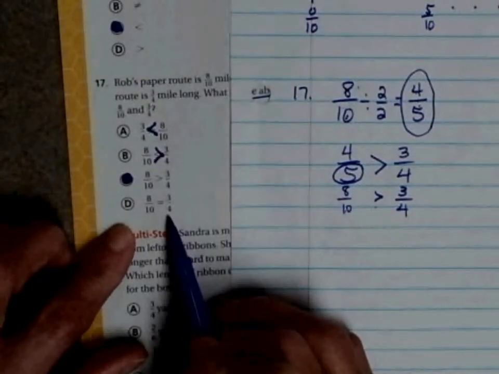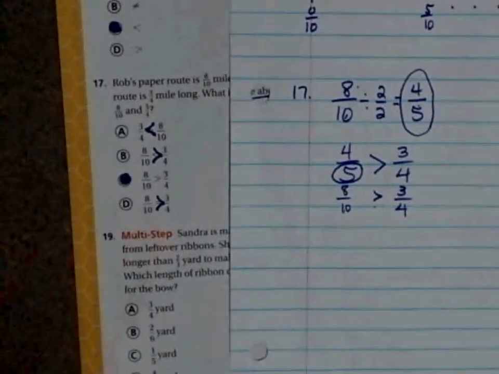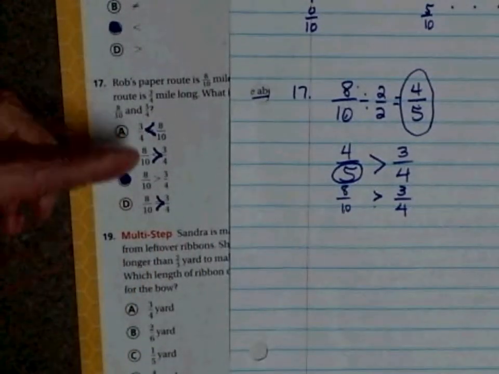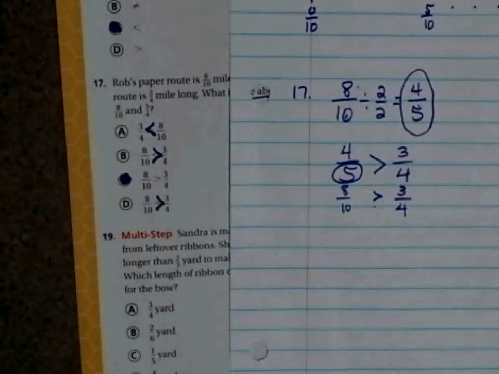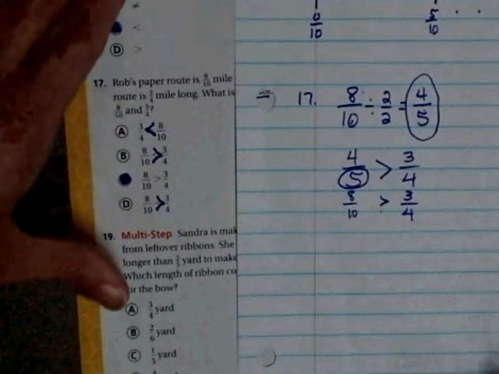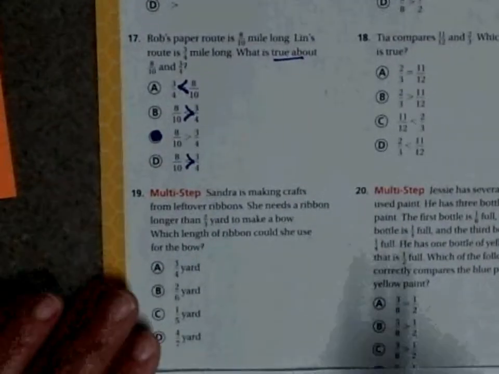And 8/10 is equal to 3/4, that is not true. It would have to be a greater than symbol. So we justified all our answer choices and why this one is correct. All right, we're going to do one more, and then you will be working in groups using your strategy card and solving those last 3 questions.